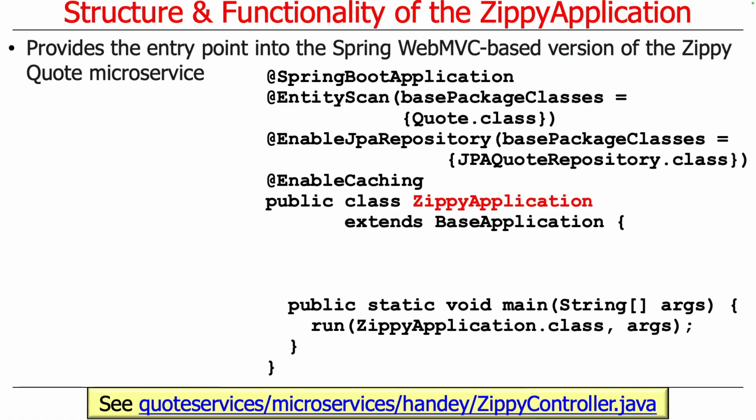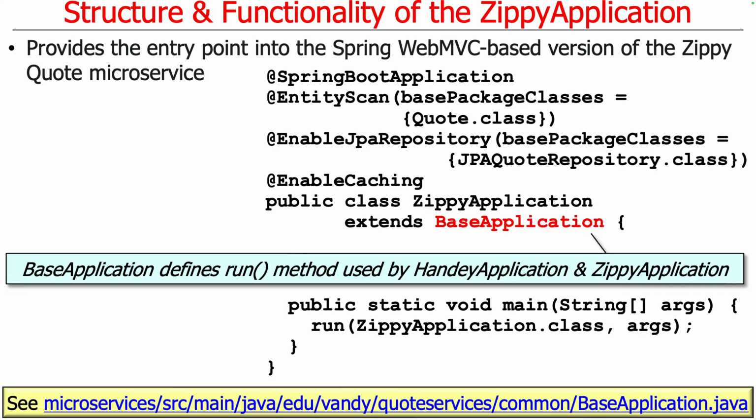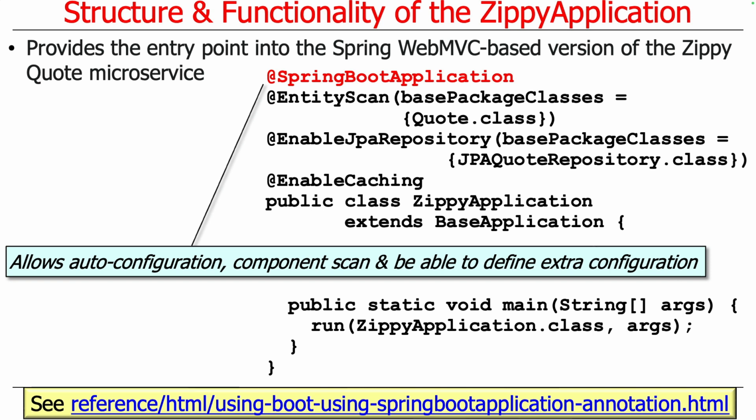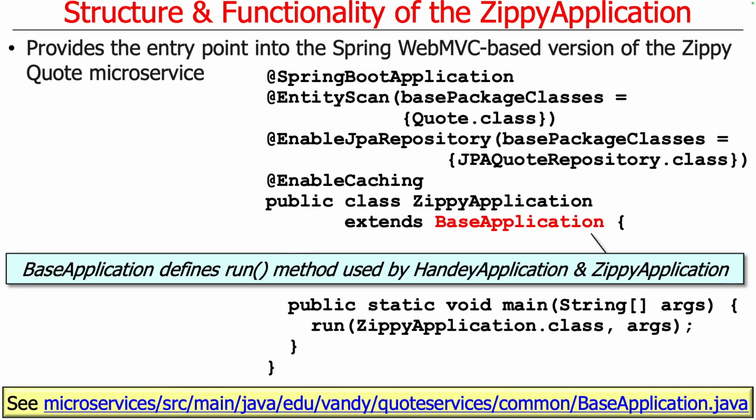Now, if you remember the handy application, it had some of the things similar to this. It extended base application, just like Zippy does. And as a consequence, there's a run method that we're going to see down here, and we're going to use that in the main method. But there's a bunch of other stuff here that we didn't have with the handy application. The reason we didn't have it is because that version didn't use persistence. It implemented things as a list in memory that we wired together using beans.